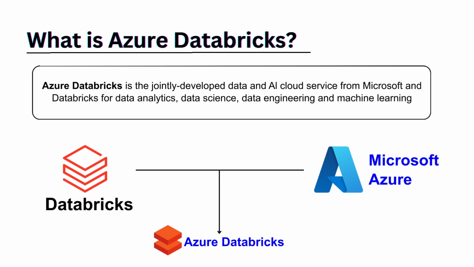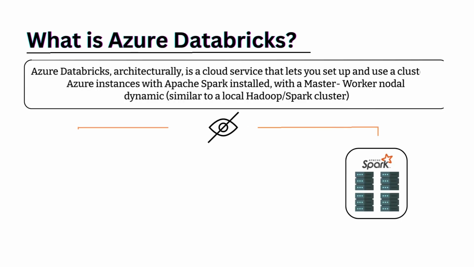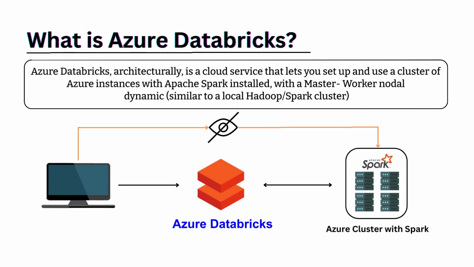So we can see when we combine Databricks with the Microsoft cloud service, which is Microsoft Azure, we get our Azure Databricks service. If we look at the architecture followed by Azure Databricks, it is a cloud service that lets you set up and use a cluster of Azure instances or Azure virtual machines, and all of these virtual machines are combined together. They have Apache Spark installed on top of them, and it functions similarly to your big data cluster, following a master-worker node dynamic, similar to how you would install your local Hadoop or Spark cluster.